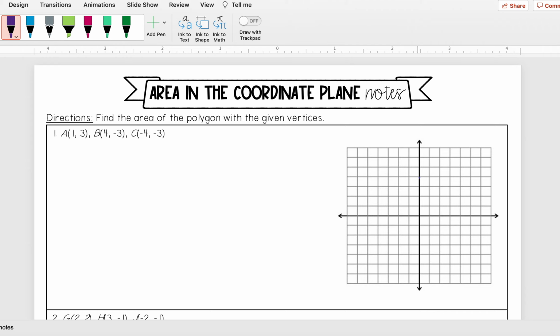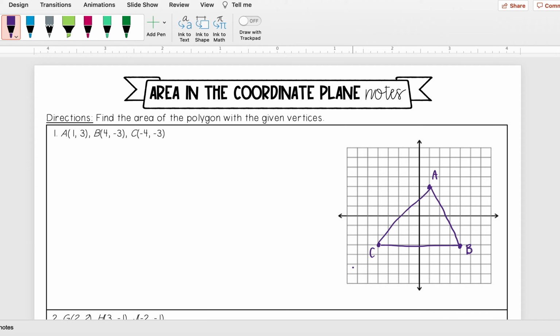So I have A, (1, 3), so I go right 1, up 3. B, (4, -3), so right 4, down 3, and then I have (-4, -3), so left 4, down 3, and then I'll go ahead and connect my dots.